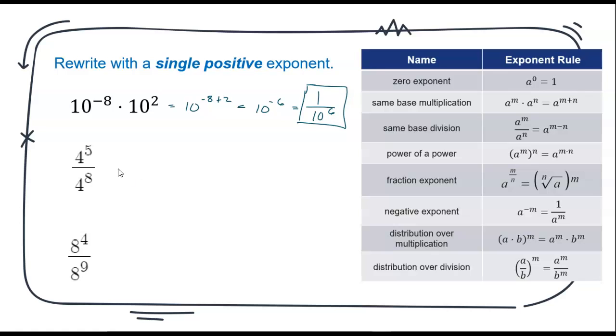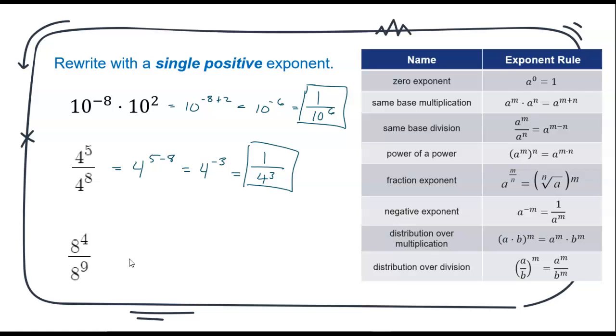For this second one, we'll try a different rule. Let's see, we have division going on, same base. So maybe we have same base division, where we subtract the exponents. 4 is our base. We're going to subtract the exponents now, numerator minus denominator. 5 minus 8 is negative 3. Oh, and now we have that negative rule again. We need to do the same thing we did before. Rotate the negative around to get 1, put everything else on the bottom of a fraction. Now we have a single positive exponent.